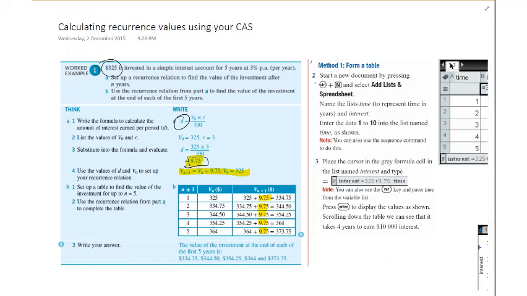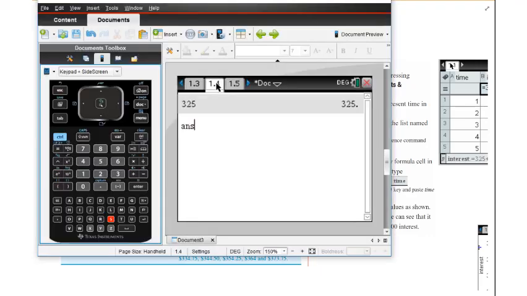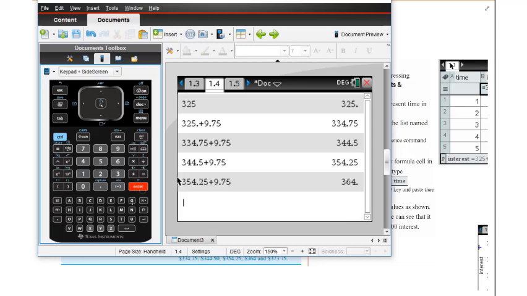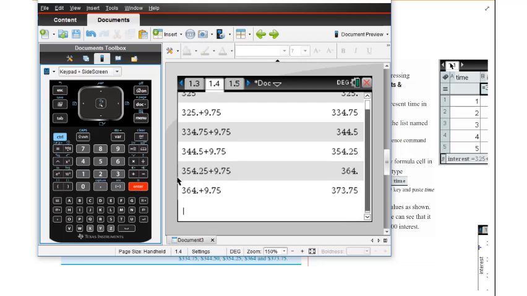because remember, after each period, I'm going to add $9.75. Remember, with simple interest, it's always the same amount you add. So what I put there is plus 9.75, and I go enter. That gives me 334.75. Then I go enter again, then enter again, and then enter again. And that's our first five, so we'd get 1, 2, 3, 4, 5.